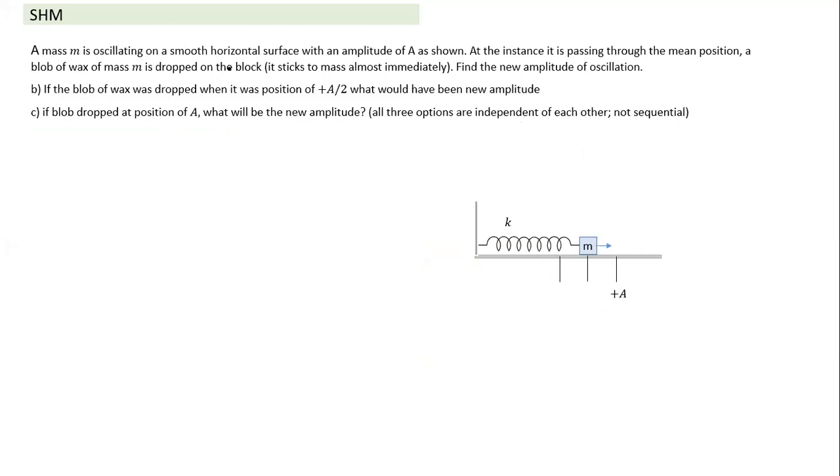A mass m is oscillating on a smooth horizontal surface with amplitude a. If this is the unelongated length of the spring, L0, it is oscillating with amplitude a, meaning it's oscillating like this. This kind of question is also common, where the parameters of SHM change. Let's see what are the ways we can change the parameters of SHM.